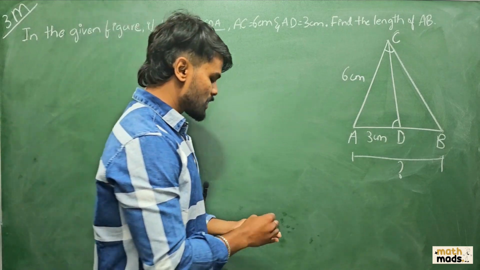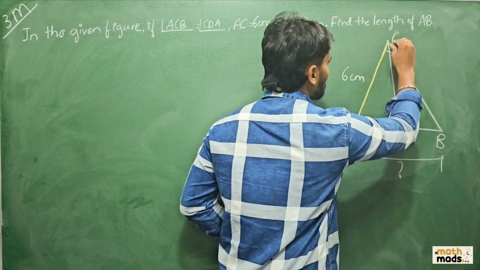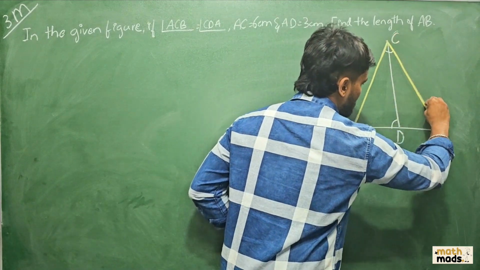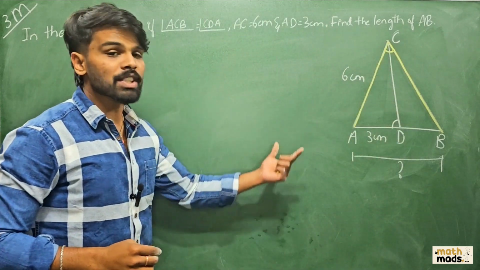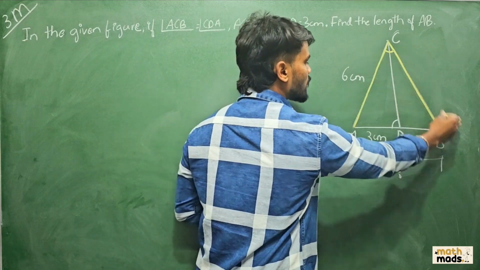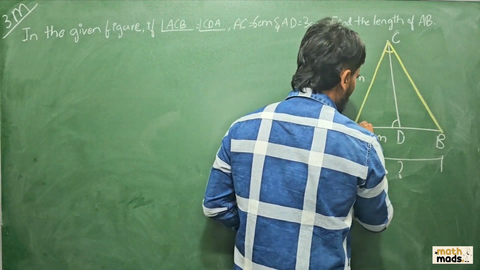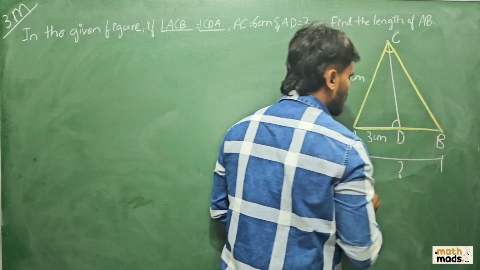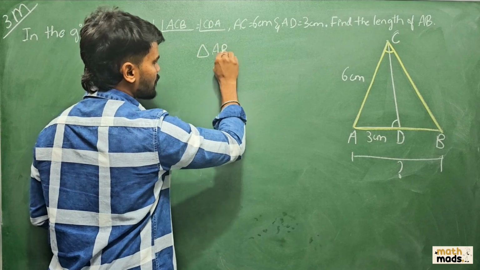Angle ACB, let's try to mark angle ACB. So this is the angle ACB here. If I ask you, to which triangle does angle ACB belong? It will belong to the whole triangle, right? Angle ABC. So in this triangle, angle C will be there. So this is the first triangle. Let's write it down. Triangle ABC. You have identified the first triangle.